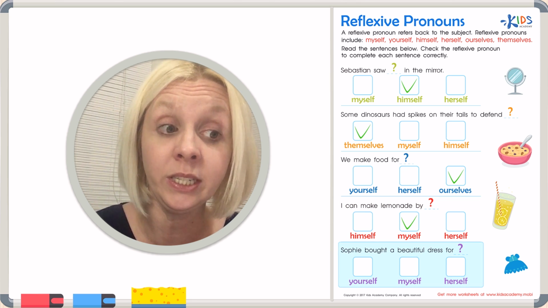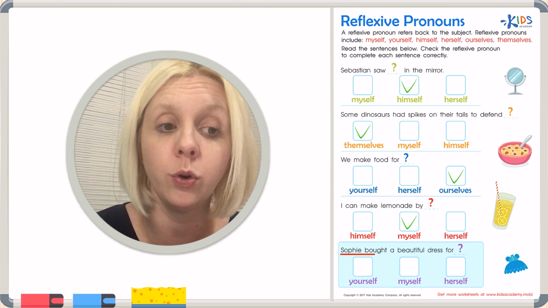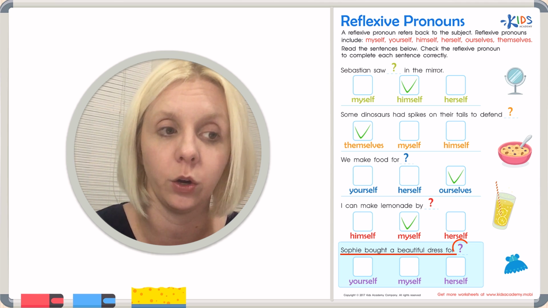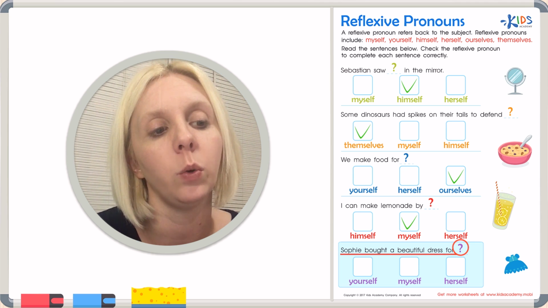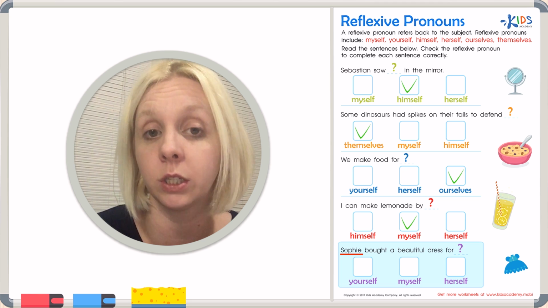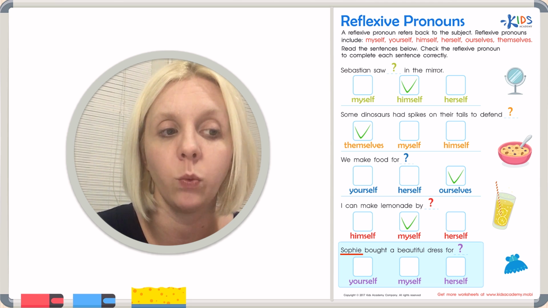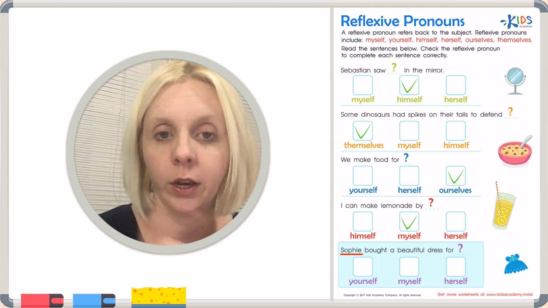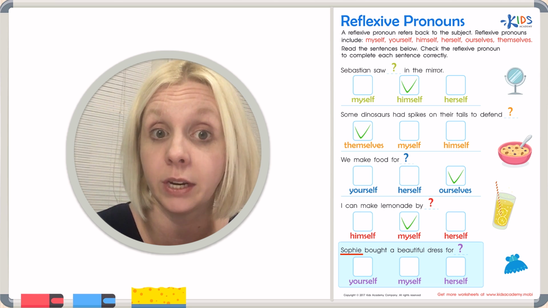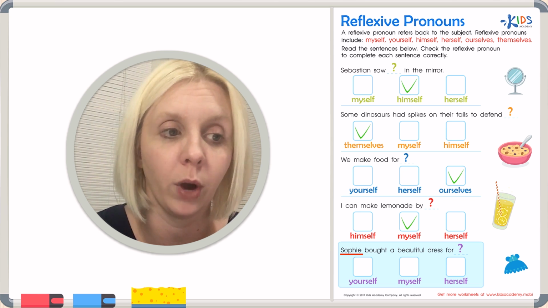Okay, this one says, Sophie bought a beautiful dress for blank. Okay, now what do we know? We know that Sophie is our subject. That's who we're talking about. And what do we know about Sophie? How many people is Sophie? 1, right? It's 1. And is it a boy or a girl? Do you know Sophie? Do you know the name? Sophie is a girl's name, right?